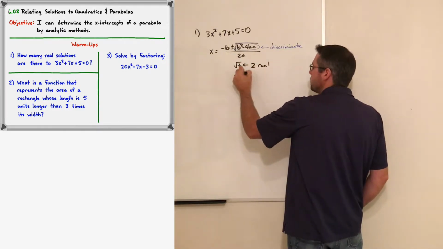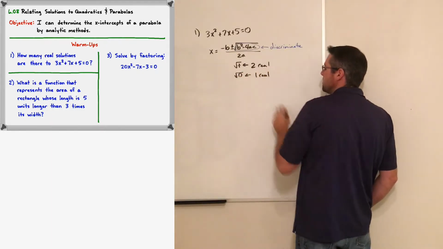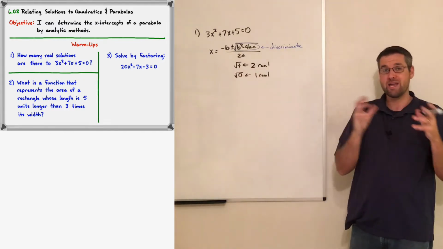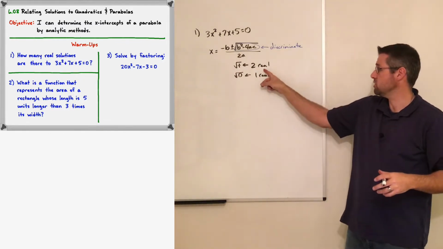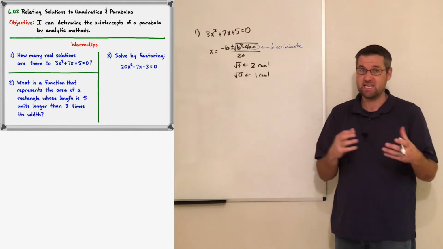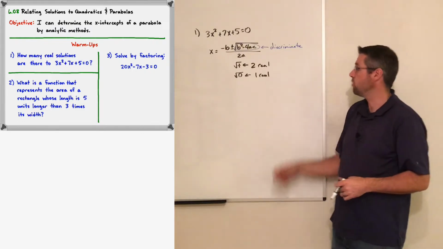If we take the square root of 0, then we would have 1 real solution. Because remember, when you take the square root of, let's say, 4, you get 2 or negative 2, so you get 2 real solutions. If you take the square root of 0, what do you get? Positive 0 and negative 0, that's the same thing. 0 doesn't have a sign to it, so that's why we have 1 real solution.